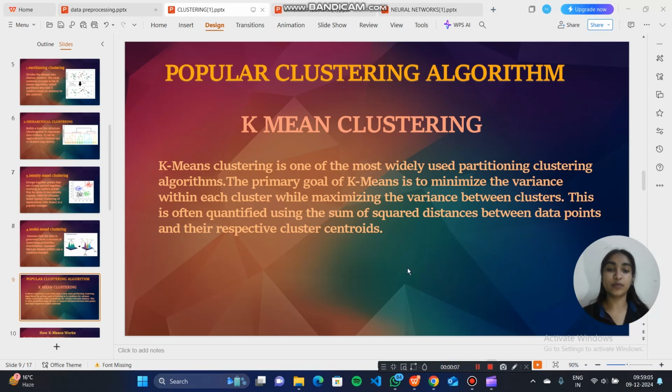K-means clustering is one of the most widely used partitioning clustering algorithm. The primary goal of k-means is to minimize the variance within each cluster while maximizing the variance between clusters. This is often quantified using the sum of squared distances between data points and their respective cluster centroid.